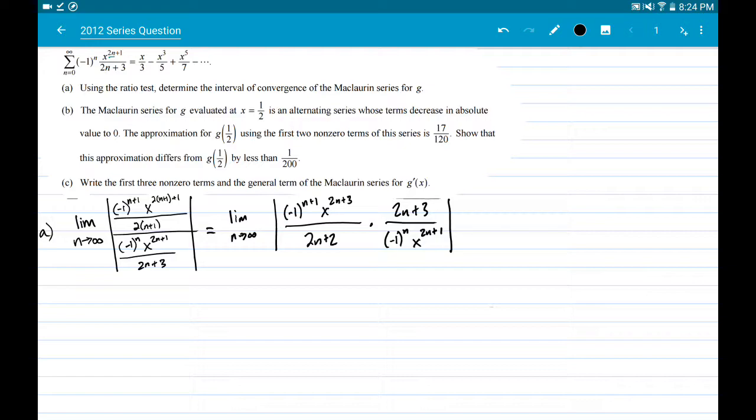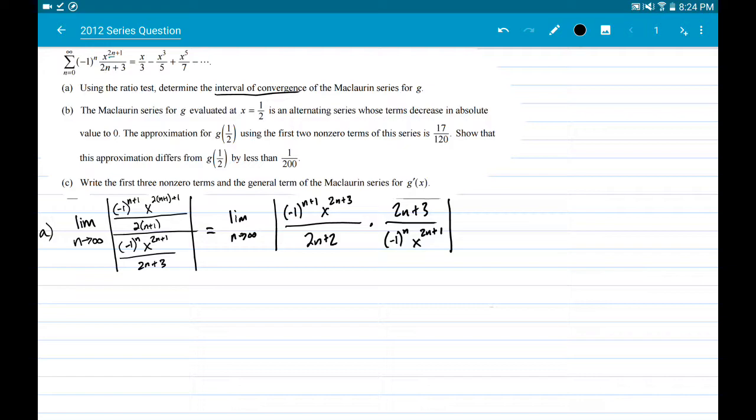We are at 2012 BC, number 6, I'm assuming, but I'm not quite sure. It says using the ratio test, determine the interval of convergence for the Maclaurin series. Again, a Maclaurin series is centered at x equals 0.